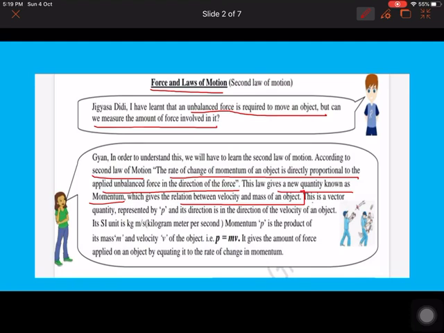And again, because we are also talking of direction, it is a vector quantity and it is denoted by the small letter p. The direction is in the direction of velocity of the object, and the SI unit will be kg meter per second. So the formula of momentum is p equals mv. That means it is the product of mass and velocity, and the SI unit is kg meter per second.